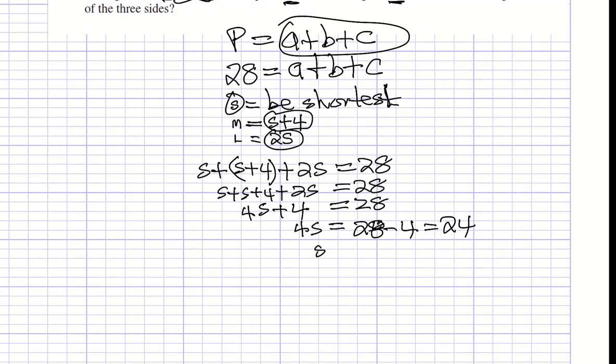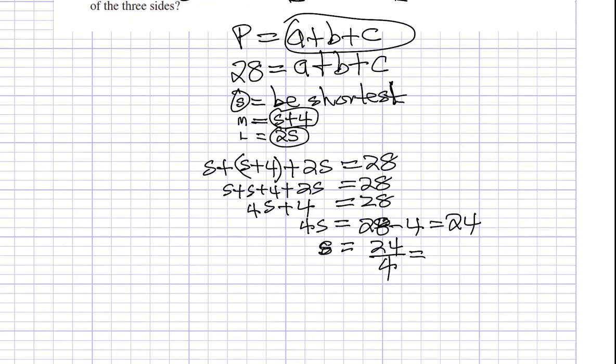And then S is equals to, get rid of 4, 24 over 4. What is that? 24 divided by 4, what do you get? 24 divided by 4, you get 6. Because 12 you divide, you get 3. Okay. So the shortest side, S, is equals to 6.